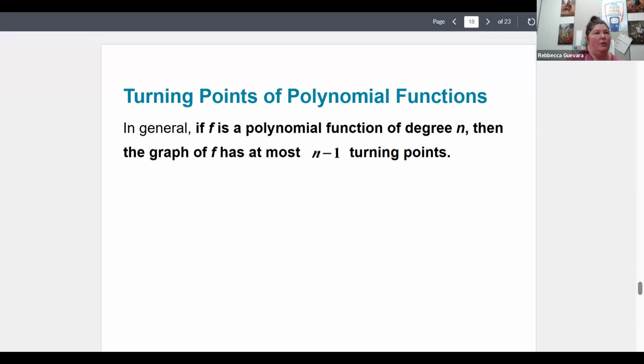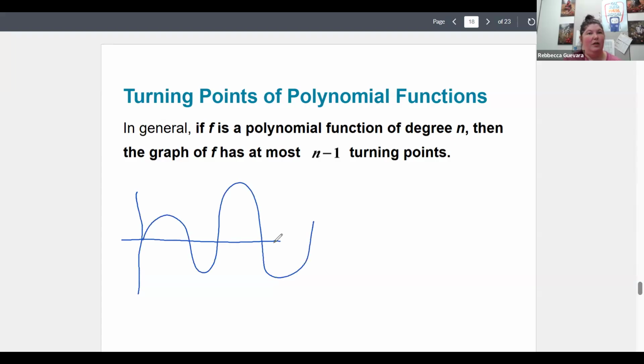Turning points. When we talk about turning points, all we're really talking about is your minimums and your maximums. So in general, if f is a polynomial with a degree of n, then the graph of f has at most n minus 1 turning points. Which tells us a lot in your quadratic equations.